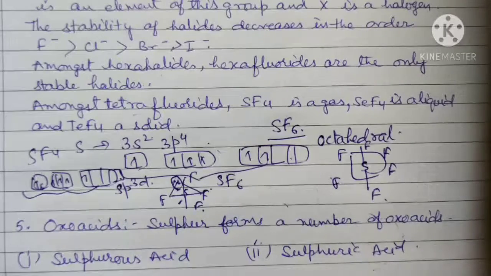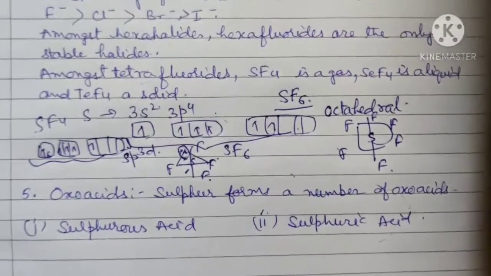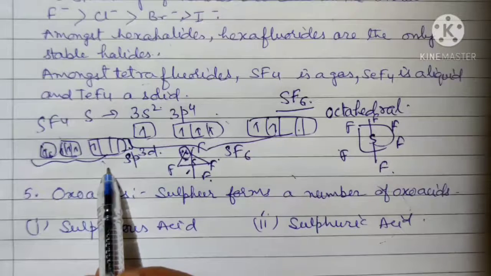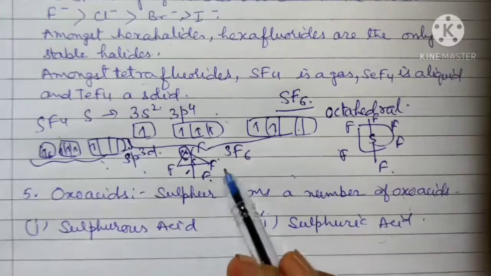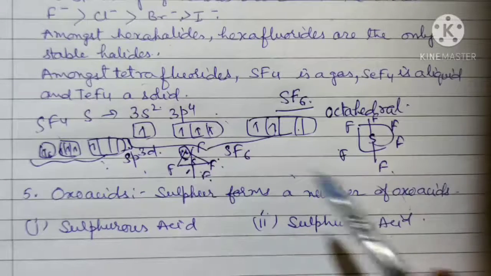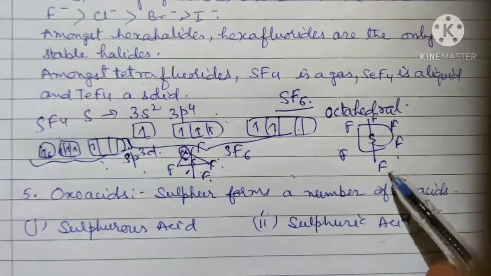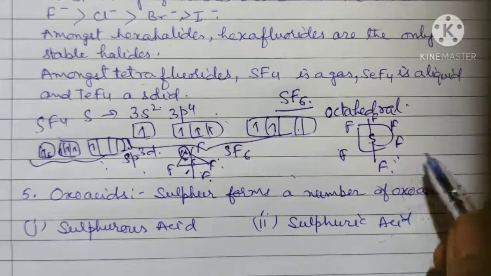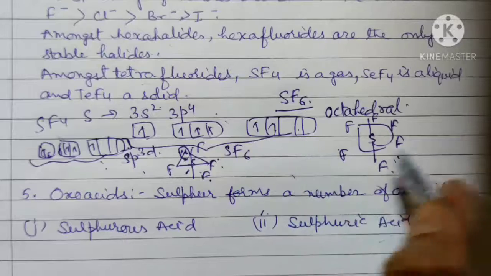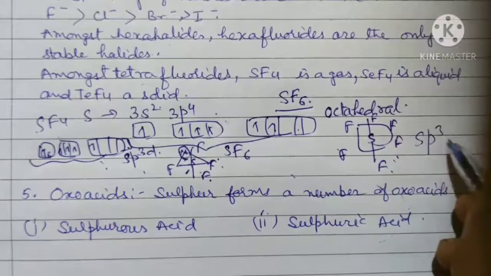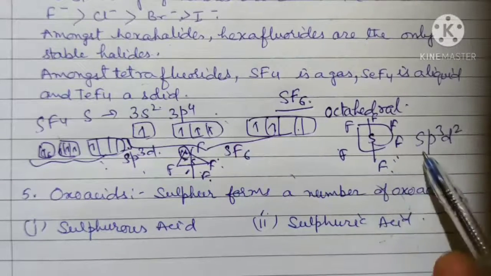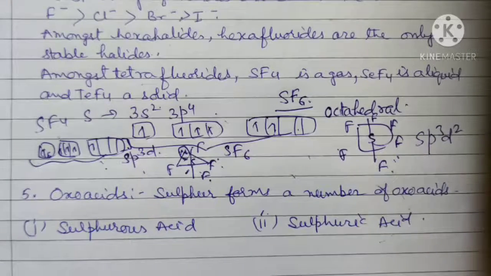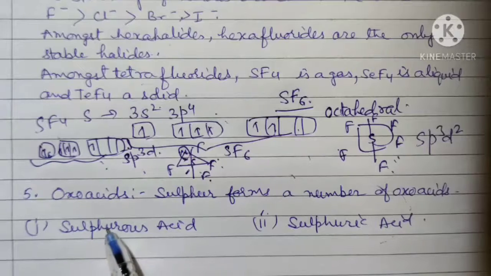You have studied this in 11th class also, so you have to repeat it. The hybridization in case of the SF4 is sp3d and the structure is distorted trigonal bipyramidal. And in case of the SF6, the hybridization will be sp3d2 and then the structure will be octahedral. This is for SF6. Now we'll talk about the oxoacids.